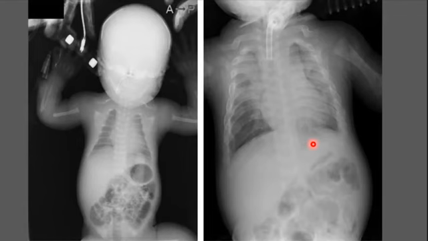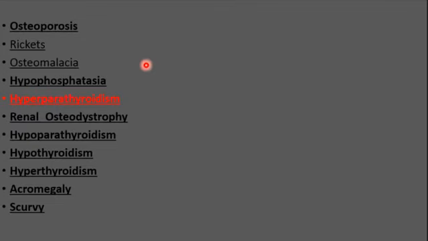This is also another example of hypophosphatasia, in which small clavicle could be seen, and all of the bones, especially the facial bones, are underdeveloped.